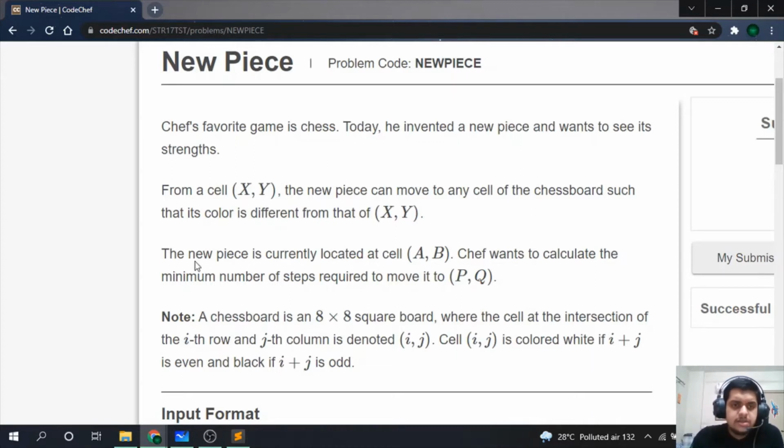Okay. Now the NEWPIECE is currently located at cell A, B and Chef wants to calculate the minimum number of steps required to move it to P, Q. So we have to calculate the minimum number of steps to move from A, B to P, Q. So this is our task at hand. So basically if you see, if A, B is a black cell and P, Q is a white cell, then it will require just one move. So we can consider that as a sample case and we can proceed to the solution approach.